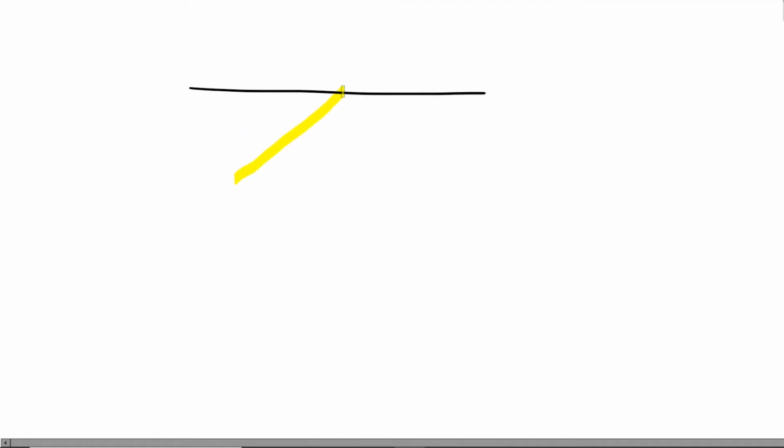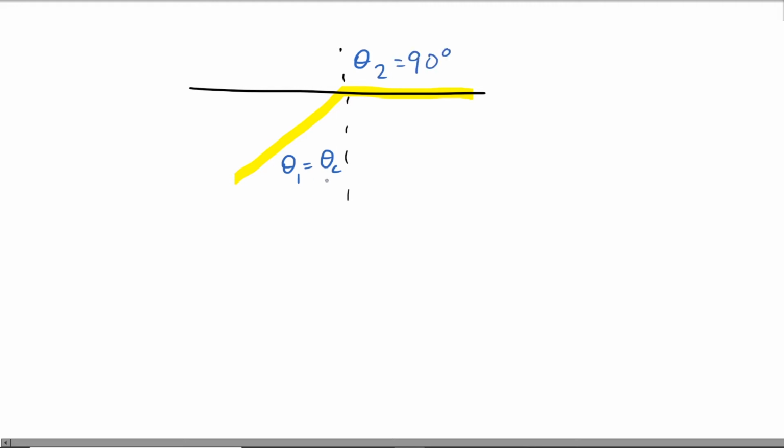Now that we have a good understanding of Snell's law, something we need to touch on is called the critical angle. So if I have a boundary here with some light coming in, and I'll draw my normal line, let's look at the special case where theta 2 is 90 degrees. I'm going to call theta 1 equal to theta c, which is going to mean the critical angle. And this is what we're going to look at.